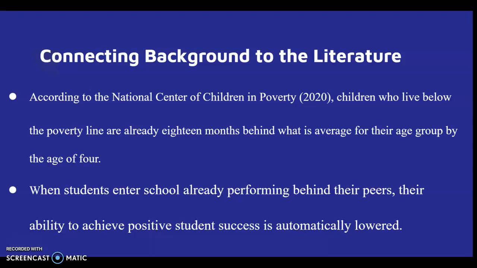As I work with my struggling students, teachers, and parents, I have learned more about their lives, their home experiences, and their families. I have observed that an overwhelming amount of my students receive free and reduced lunch, indicating that their parents are experiencing poverty. The literature says, according to the National Center for Children in Poverty, children who live below the poverty line are already 18 months behind what is average for their age group by the age of 4. When students enter school already performing behind their peers, their ability to achieve positive student success is automatically lowered.